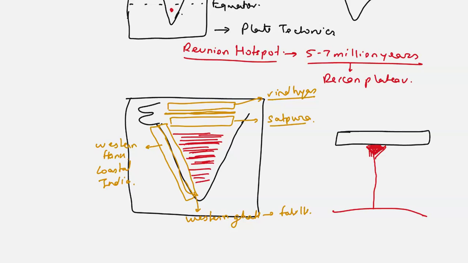Number two, there was rifting. Rifting has occurred in certain regions. And here we see that this particular region has uplifted because of the pressure by this hotspot. Now, because of this, we see the formation of Western Ghats, which was a rift, the Vindhyas, which is again a rift, and Satpuras, which is again a rift.